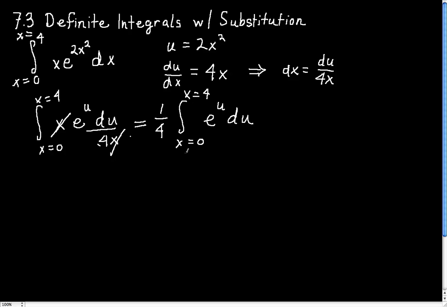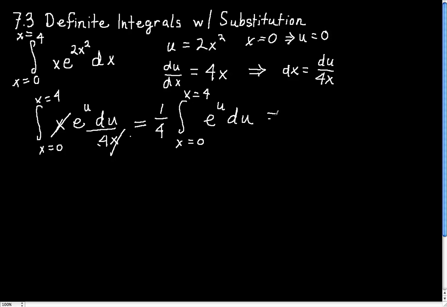So how do I do that? Well, I realize that when x equals 0, if I look at my definition of u up here, if x equals 0, u equals 0. Let me write that down. x equals 0 means that u equals 0.